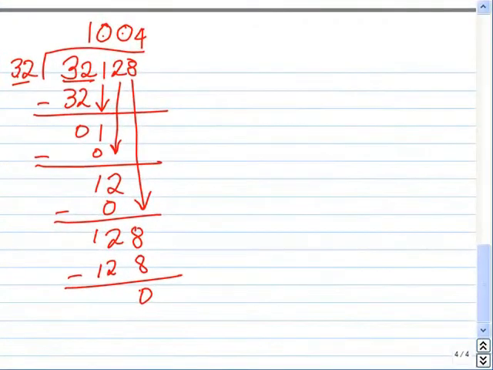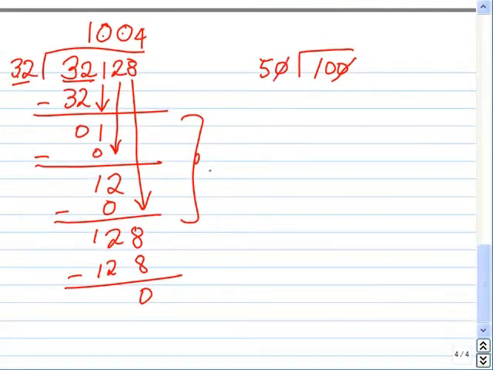You can also see some shortcuts. Let's say I'm dividing 100 by 50. If you have zeros in both the divisor and the dividend, you can just cross these out and simplify this question into 10 divided by 5, 2. You can also do that.